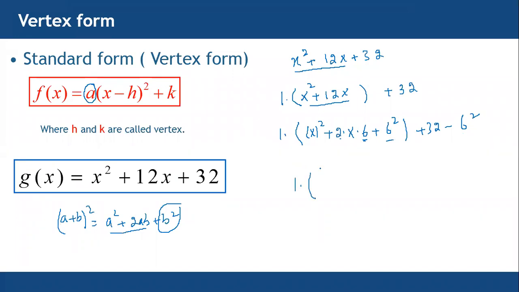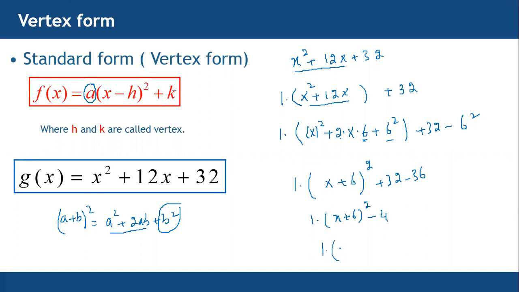1 multiply with, this is the full complete formula, x plus 6 whole square. Outside we have plus 32 minus 36, or 1 multiply with x plus 6 whole square and minus 4. Now you can see the standard formula that we have is x minus h whole square. In this we have x plus 6 whole square.